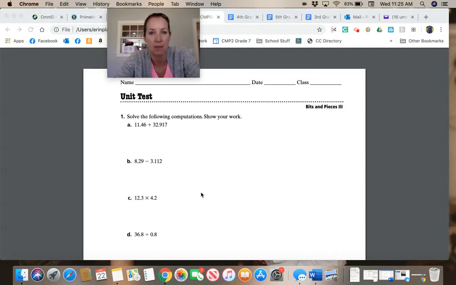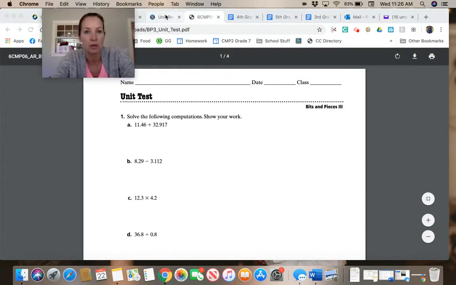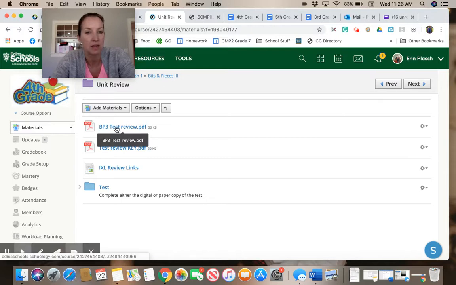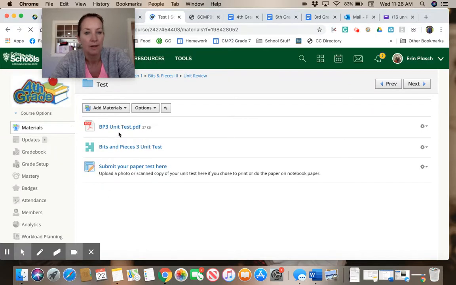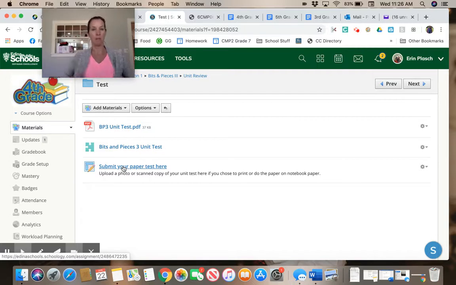This is the paper copy. I will show you here inside the unit review. You can do either the paper copy or the computer copy. I'll show you that in a minute. If you choose, you could either print this paper copy or you can just do the answers on paper and upload a photo. So if you do the paper, you click on the assignment and you upload either photos or a scanned copy of your test.